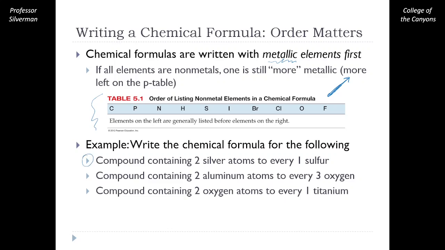We can do this first example. If we have 2 silver atoms, silver is the symbol Ag. We need to have a 2 to the bottom right. And we have 1 sulfur atom. Sulfur is the symbol S. Since there's just one of those sulfurs, we don't need to include that subscript. In fact, we should not include that subscript.